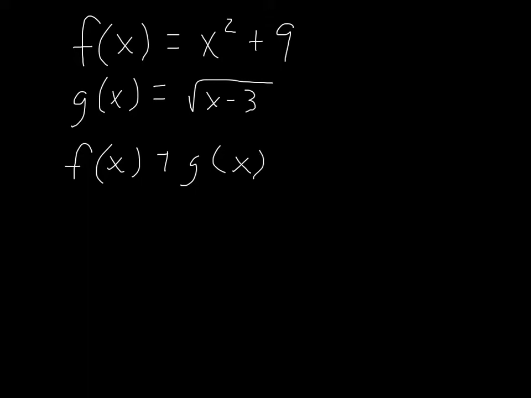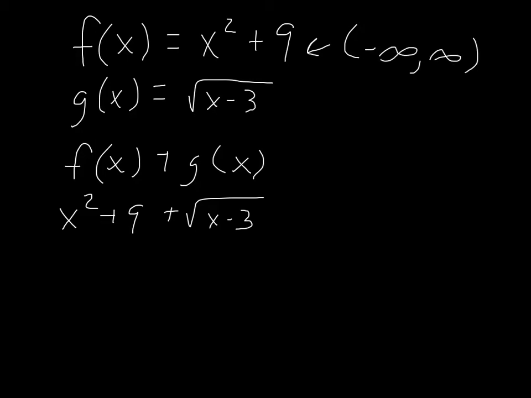Although the addition of the two is pretty simple, x squared plus 9 plus the square root of x minus 3, we have to take into account the domain for each function. The domain for f of x is all real numbers. It's a polynomial. For g of x, being that it's a radical, we have to take what's underneath the square root, set it greater than or equal to 0, and for that we get a domain of bracket 3 to infinity.